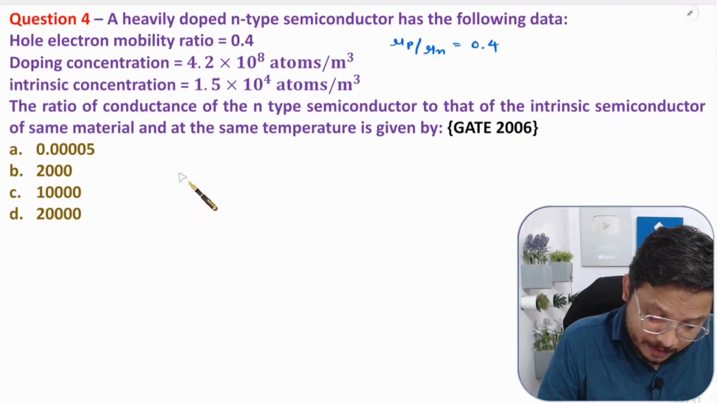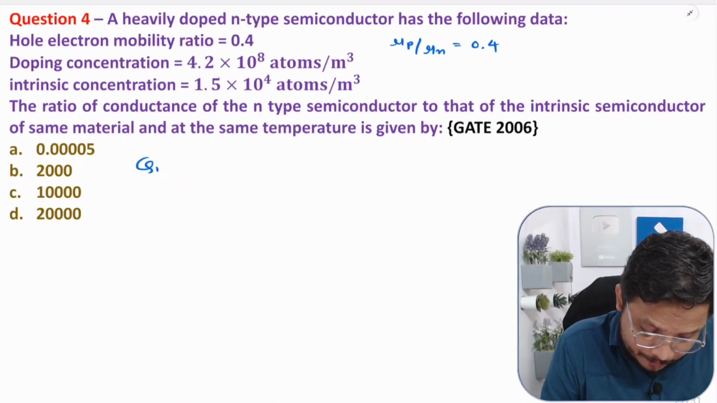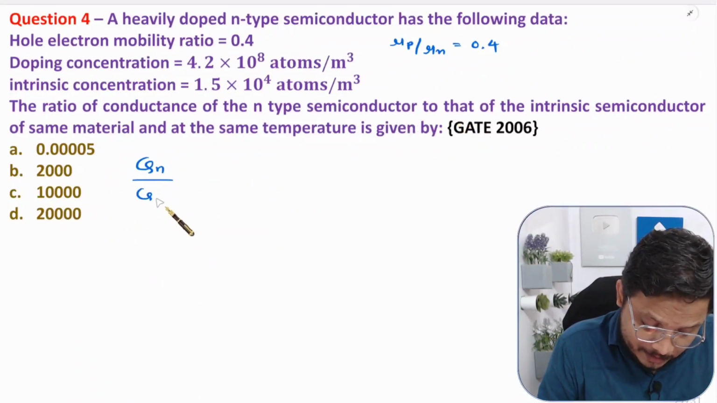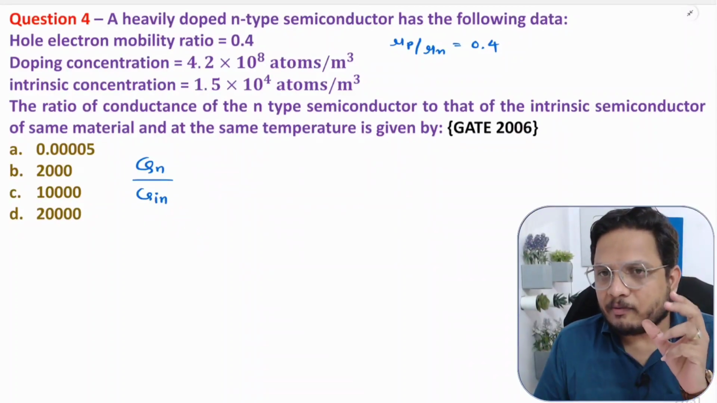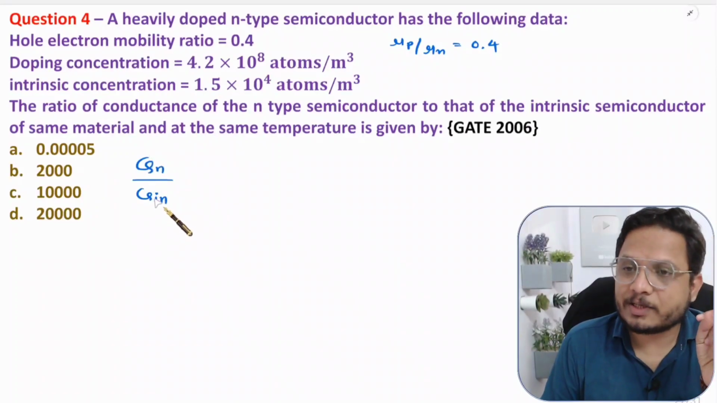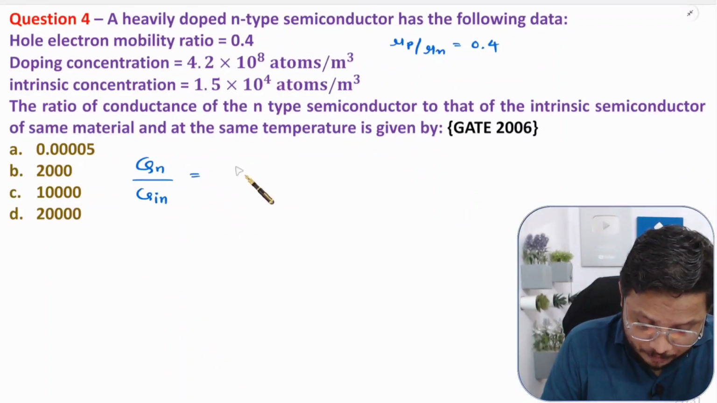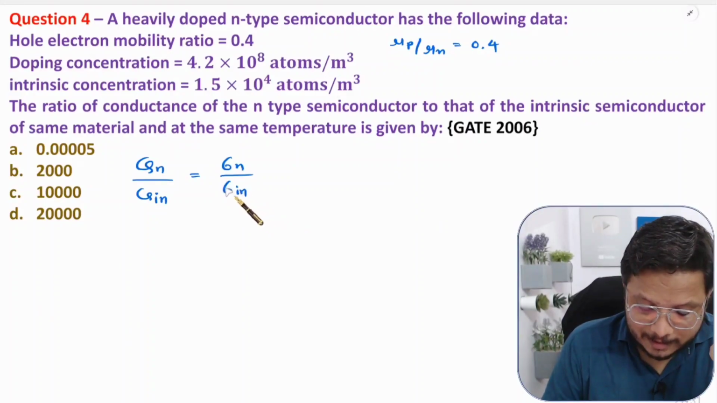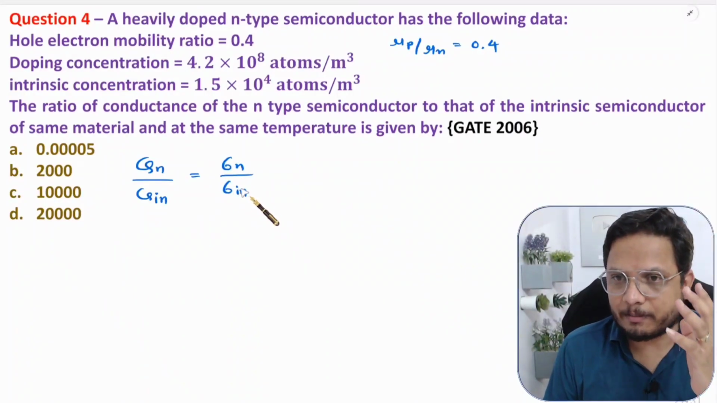Now let me write that first. Ratio of conductance for n-type to ratio of conductance for intrinsic, right? So In, that I am writing. You should know, see, with same dimensions, conductance ratio will be conductivity ratio, right? So here you can say sigma n divided by sigma i, right? See, that is how ratio will come, as if dimensions are same.